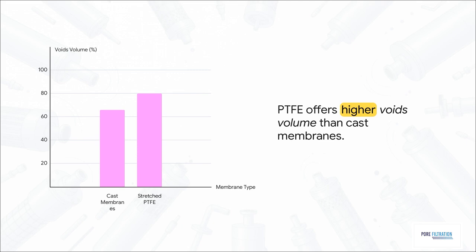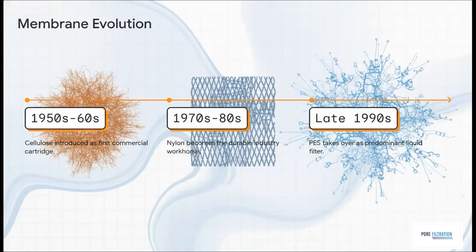But the catch is, PTFE is one of the more expensive options, which is exactly why PES remains the crowd favorite for standard liquids. It's also super critical to see how this tech has evolved over time. Cellulose was literally the first commercial cartridge back in the 50s and 60s, but it struggled with wetting consistency.